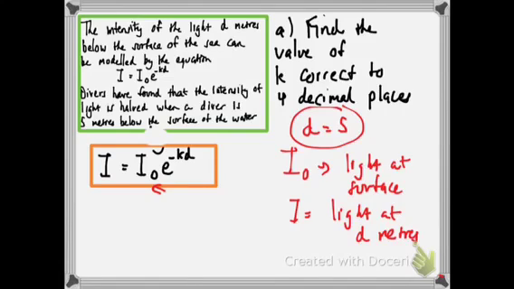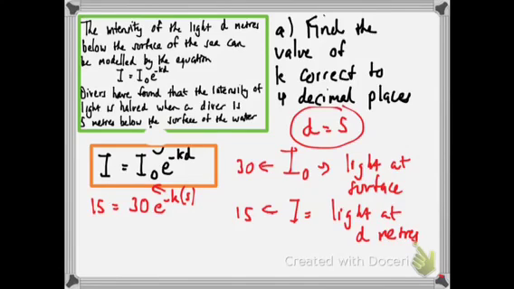If I call the light at the surface 10, then the light at 5 meters down is half, so it'll be 5. If I called the light at the surface 30, the light 5 meters down is halved, it's going to be 15, and so on. So it doesn't really matter, because if I do call it 30 and 15, it means that 15 equals 30 e to the minus k times 5.